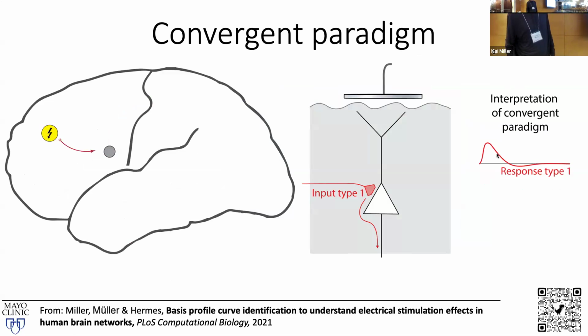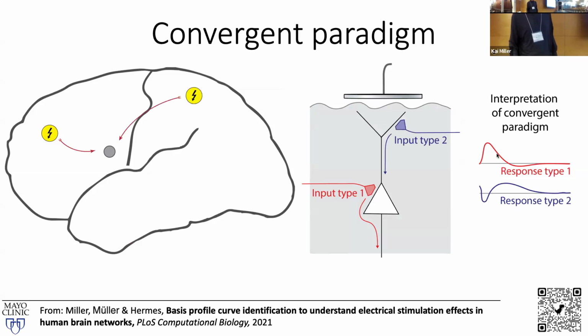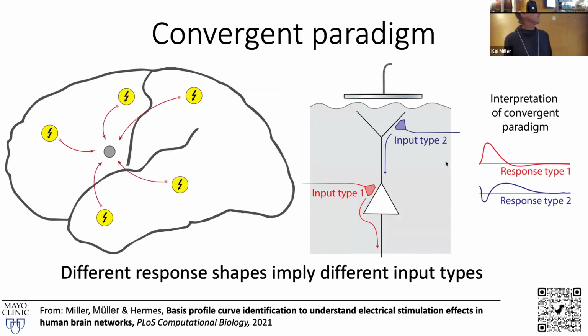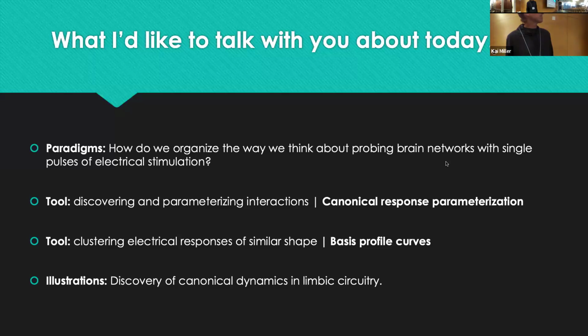A different paradigm is one where you say, hey, what I'm going to do instead is focus on just measuring from one site, and I'm going to see what happens when I stimulate everywhere else. And here you have the advantage that if you get different shapes, because you're always measuring from the same spot, these different shapes mean that the type of interaction that the area you're measuring from has with those other areas you stimulated is fundamentally different. We call that the convergent paradigm, where different response shapes imply different input types.